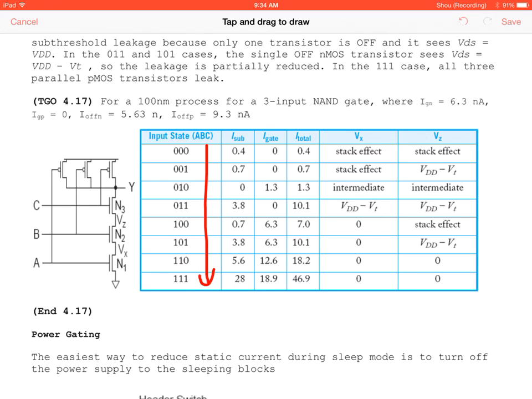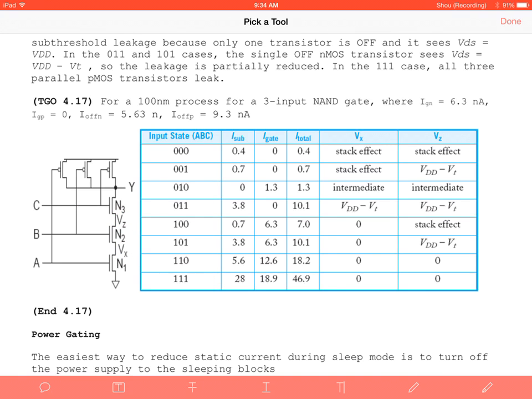And so when we have 0, 0, 0, all 3 of these are 0, so we have the stack effect. So Vx and Vz are the 2 voltages in between. So we have 0, 0, 1. Vx is cut off because of the stack effect, but we also have to worry about the supply voltage minus the threshold voltage for Vz.